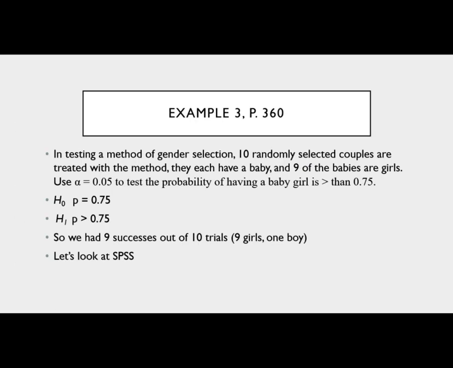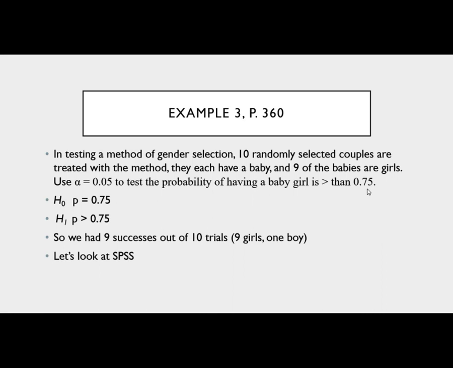Now, back to proportions, back to that one on page 360. In testing a method of gender selection, 10 randomly selected couples are treated with some method of gender selection. They each have a baby, and 9 of the babies are girls. Using an alpha of 0.05, test whether the probability of having a baby girl is greater than 0.75.